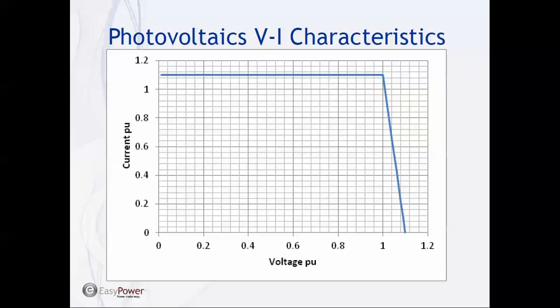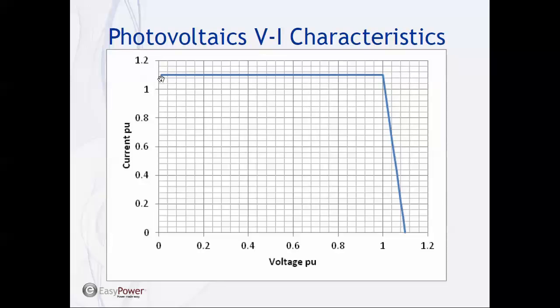Next, let's talk about photovoltaics. Photovoltaics has a very nonlinear V-I characteristic. This curve shows what it behaves like in terms of voltage and current on the terminals. There are 3 key points that we need to keep in mind in this V-I characteristic.